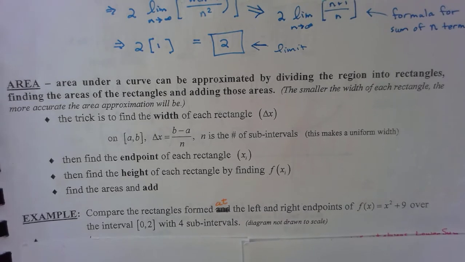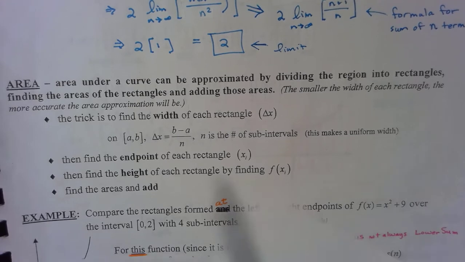So our example: compare the rectangles formed at the left and right endpoints of f of x equals x squared plus 9 over the interval from 0 to 2 with 4 subintervals. And we're going to sketch this diagram. Note that it is not drawn to scale.